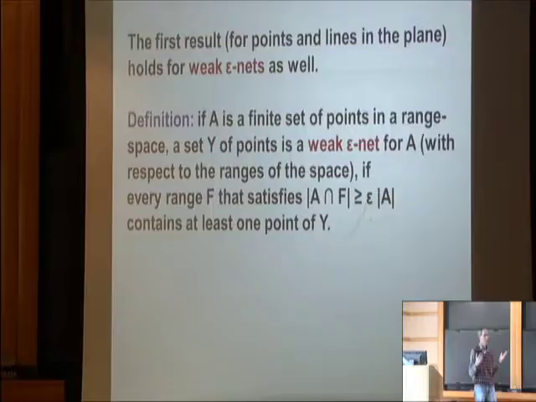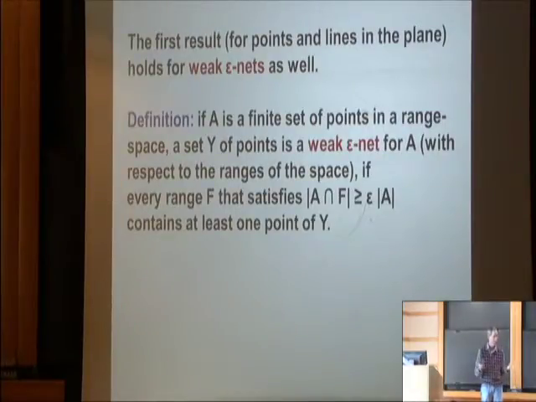It's easier to have a weak epsilon net. We have more freedom. We have again a finite set of points in a range space. So we have some range space, and we have a finite set of points. And we'll call a set Y of points a weak epsilon net for A, again with respect to the ranges, if exactly the same condition that held before for the strong epsilon net holds now for Y, namely, whenever we have a range that contains at least an epsilon fraction of the points of A, then it contains at least one point of this Y as well. All right? But why is it weak? Because now we don't force Y to be a subset of A.